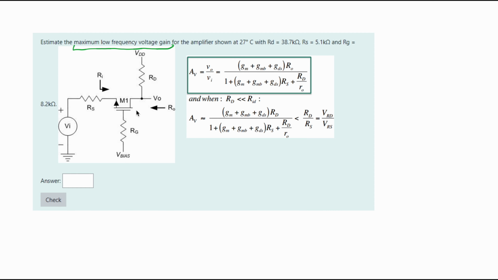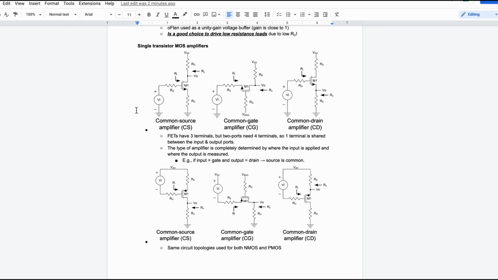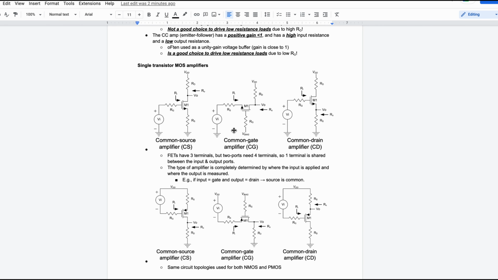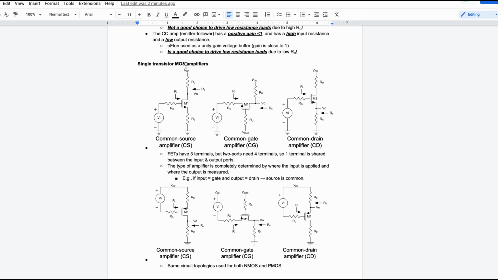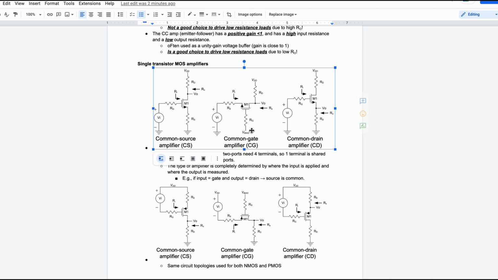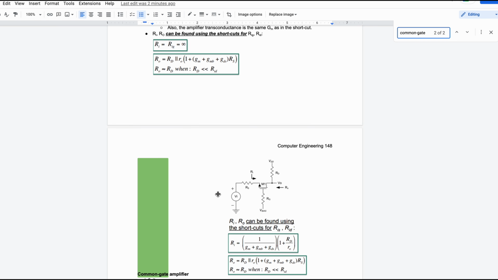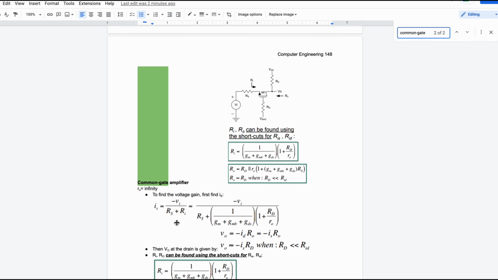So when we have something like this, we're going to want to look at the notes that are linked in the description below the like button. And this is going to be on page 143. We need to identify the single transistor MOS amplifier that we're going to be using. It's going to look like this common gate amplifier. So what we can do is do a Command F and look up common gate, and it'll take us straight to the common gate amplifier notes.